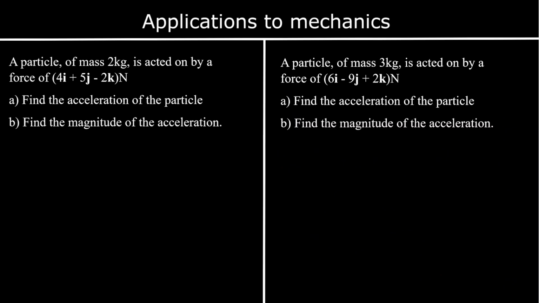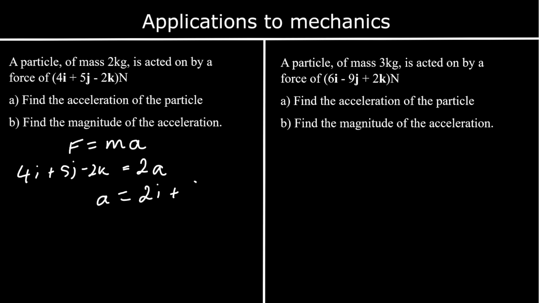A particle of mass 2 kilograms is acted on by a force of 4i plus 5j minus 2k newtons. Find the acceleration. We can use F equals ma. So the force is the mass times the acceleration. F is 4i plus 5j minus 2k, and that equals the mass, 2, times the acceleration. So to get acceleration, we just need to divide by 2. So the acceleration is 2i plus 5 over 2 j minus k.